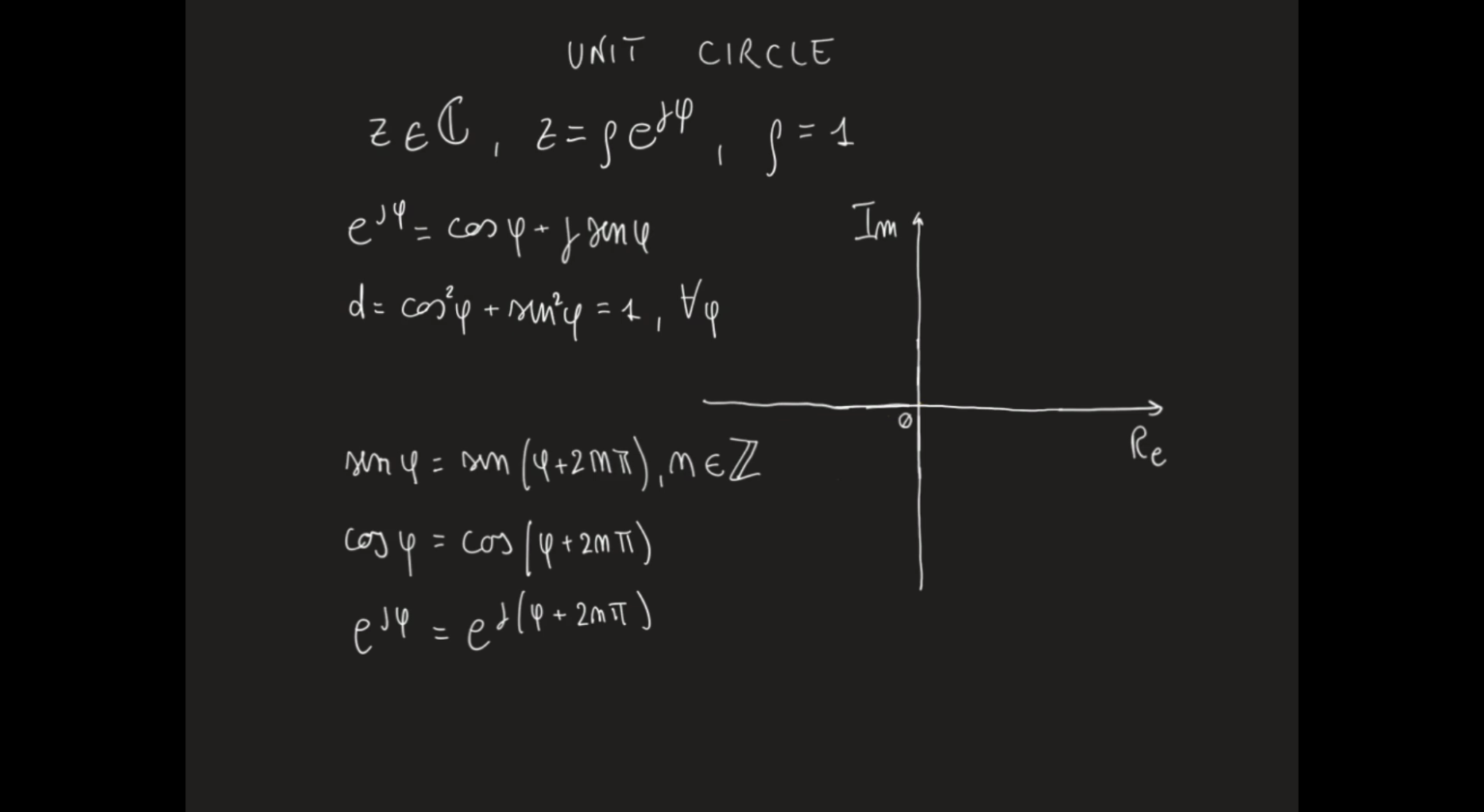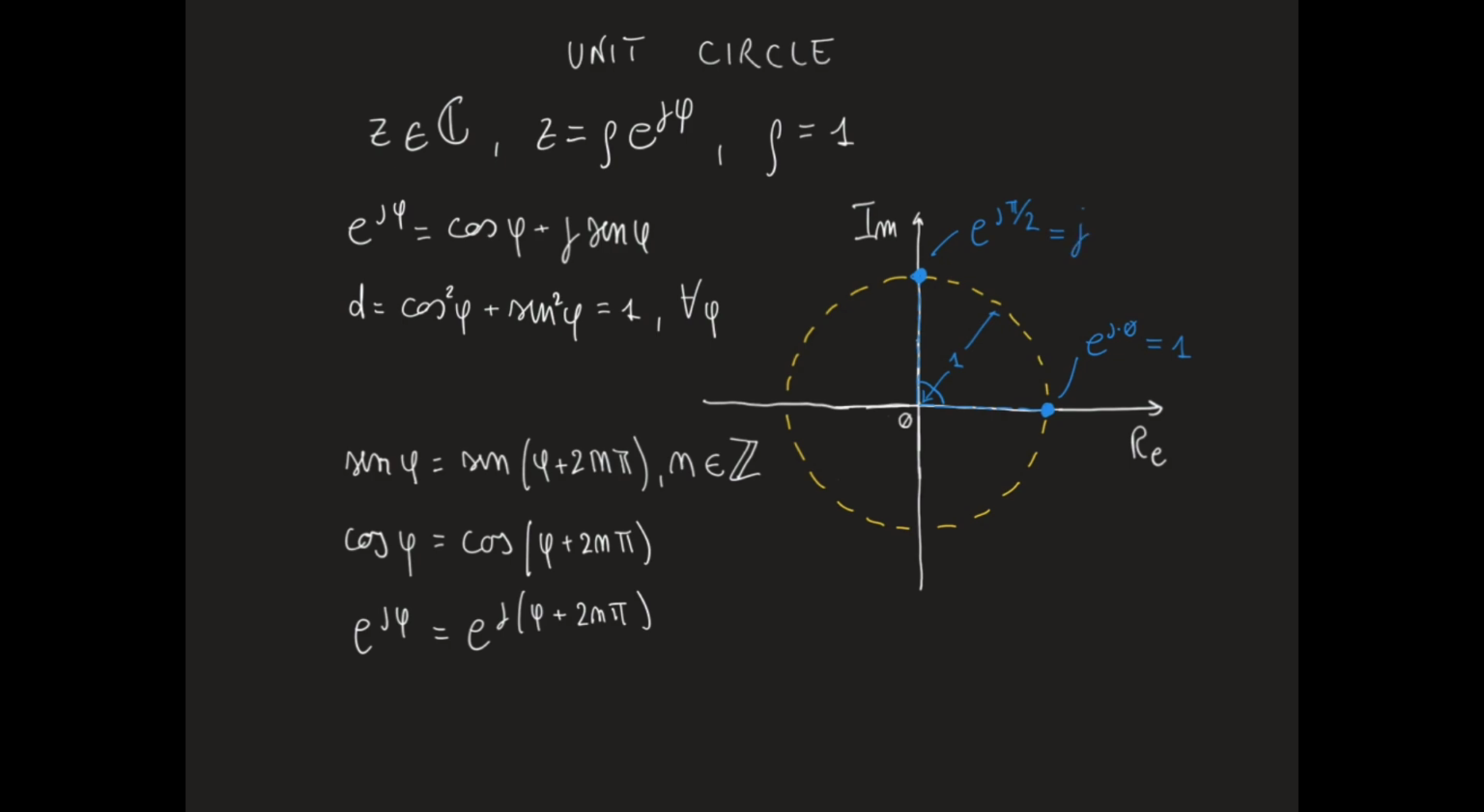Now note that points on the real axis are purely real numbers, so complex numbers with imaginary part equal to 0, while points on the imaginary axis are purely imaginary numbers, so complex numbers with real part equal to 0. So e to the j times 0 is a point on the positive real axis with modulus 1, so it is simply equal to 1. E to the j pi divided by 2 is a point on the positive imaginary axis with modulus 1, so it is equal to j, the imaginary unit.